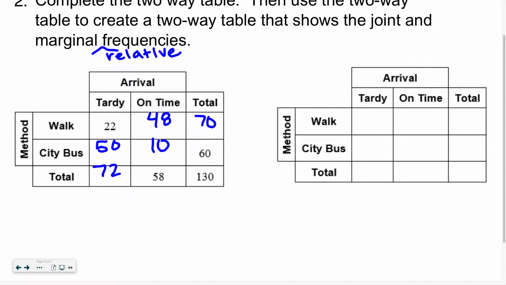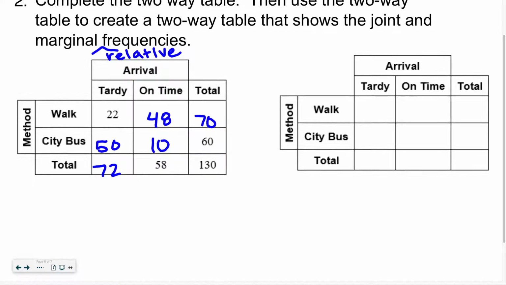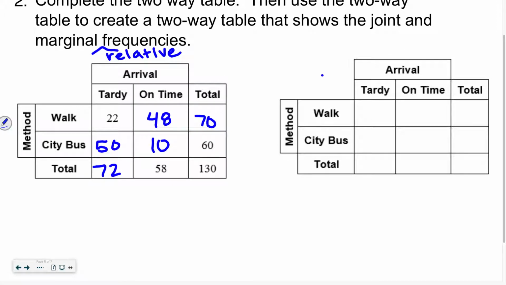So I'll show my work for this one. 22 over 130, that's 0.17. And then I'm going to do the others without writing them out because it's going to get too squished. So this is 0.37. 50 divided by 130 is 0.38.